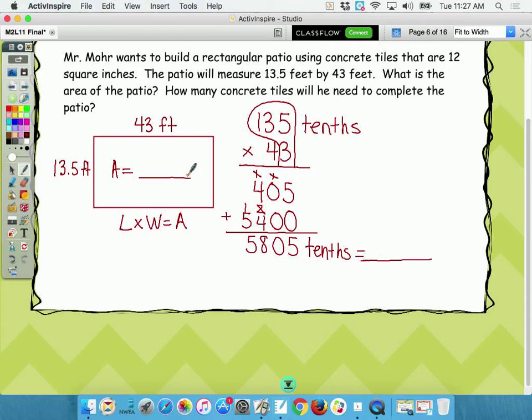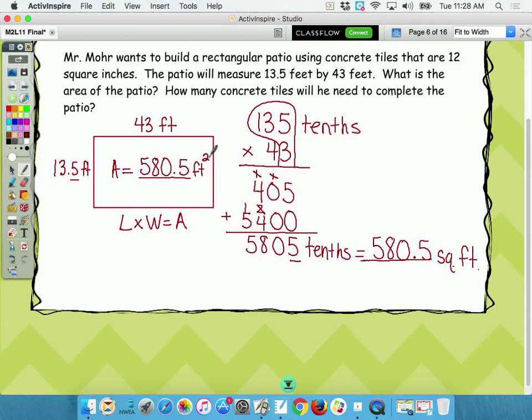So, where will I decide to place the decimal, Brian? Between the 0 and the 5. And why did you choose that placement? Because it says tenths. Good. The tenths is 1 decimal place value, isn't it? So, the total area of the patio would be 580.5 square feet, correct? And here's how you might possibly write it. We can also do feet squared. You don't have room for the other.